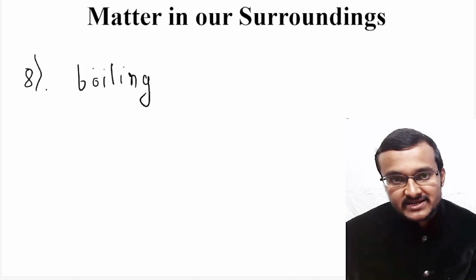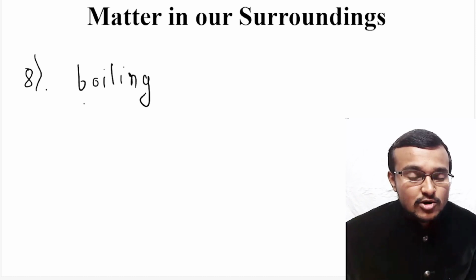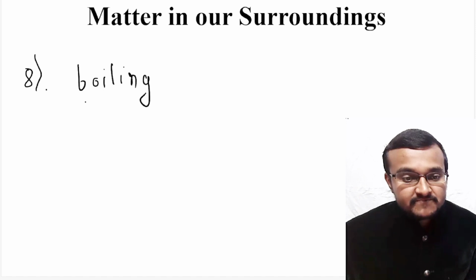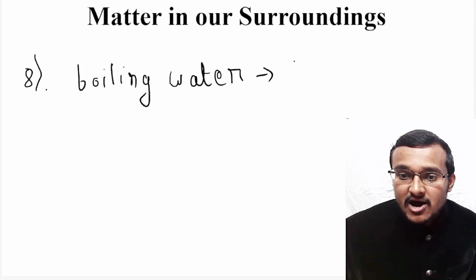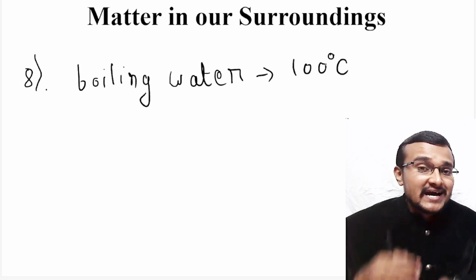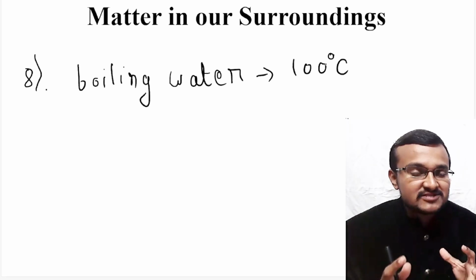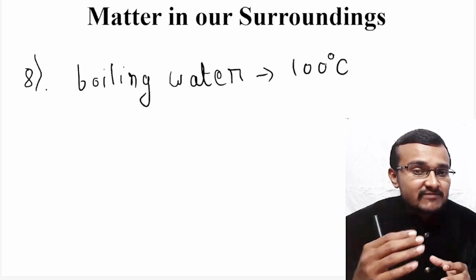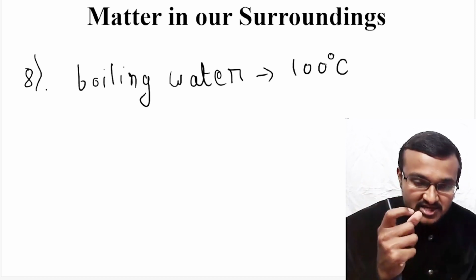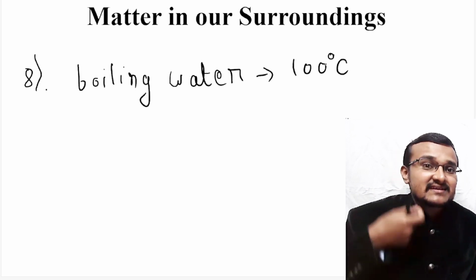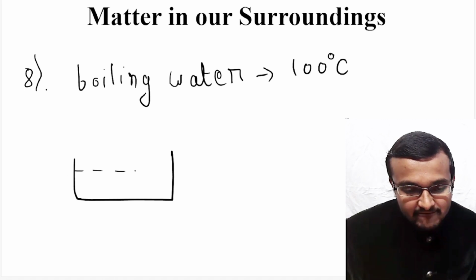Coming to the eighth question in this exercise, they have asked whether boiling water or steam causes a more severe burn. Here boiling water will have a temperature of 100 degrees Celsius. So the extra heat, even after this 100 degrees Celsius, which you are providing for this boiling water, will be in the form of latent heat of vaporization. So this latent heat will be there in the steam. Now let's say in a container you have water.